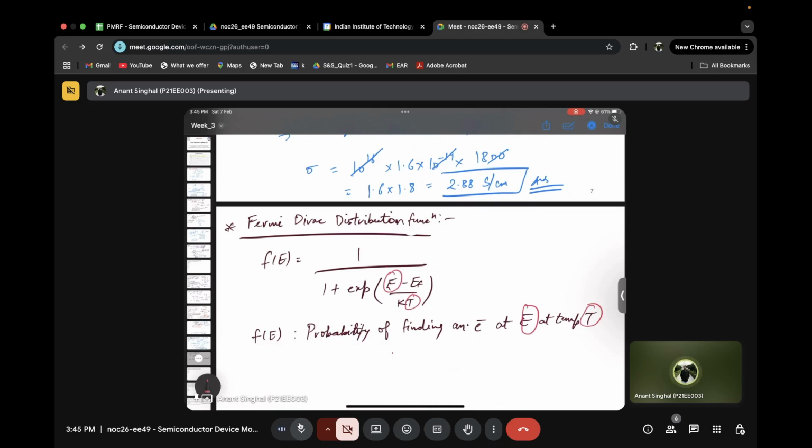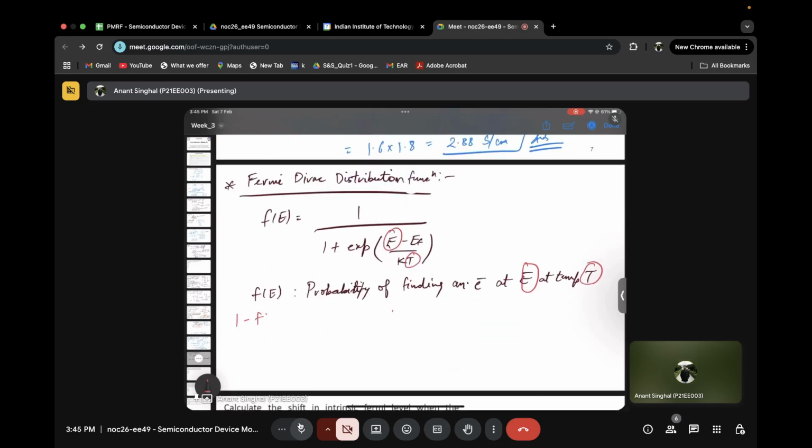And now if I ask you what is 1 minus Fe, what would be the 1 minus Fe term? Yes, exactly. So we say it is the probability of finding holes, because we established that wherever there is a vacancy of electron, it is nothing but holes, at energy E and temperature T. So these are the two things that we are trying to calculate using this Fermi Dirac distribution.